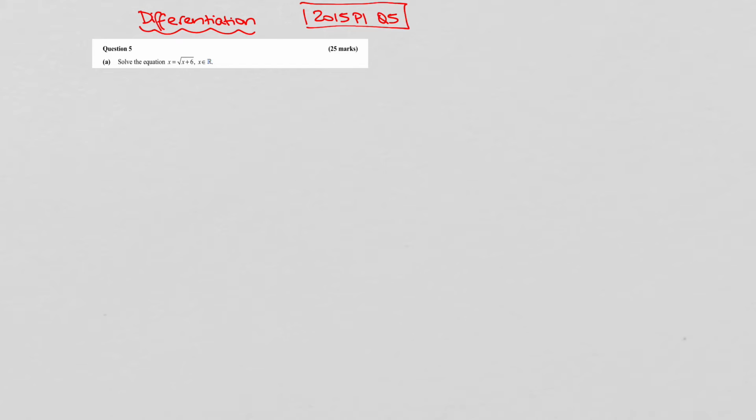2015 Paper 1 Question 5, Differentiation. So in part A we just had a standard algebra question where we were asked to solve the equation.